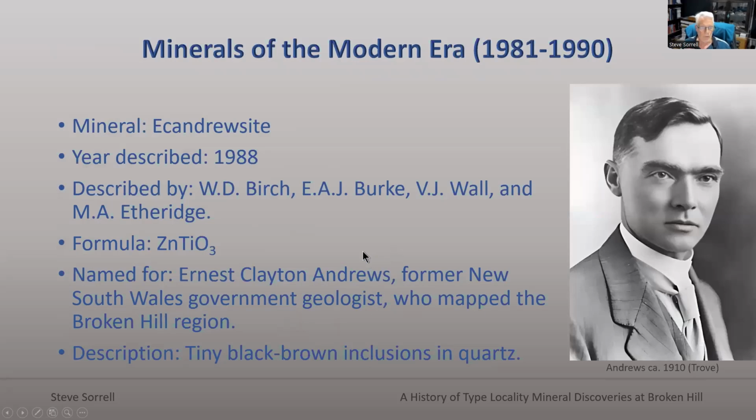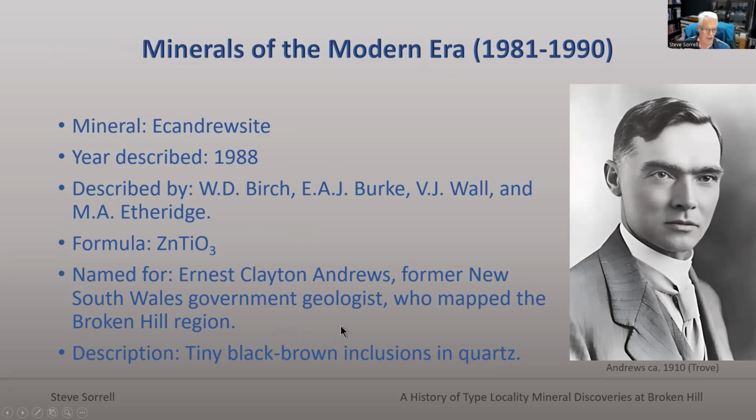So the first one that was found was ecandrusite, and described by Bill Birch and a couple of others. And it was interesting. I was talking to Bill Birch at one stage, and we're talking about mineral names and pronunciation. And I said to him, shouldn't this be pronounced E.C. Andrewsite? Because it was named after Ernest Clayton Andrews, E.C. Andrews. And he said, yeah, probably, you're probably right, but it's too hard to say. So it's ecandrusite.